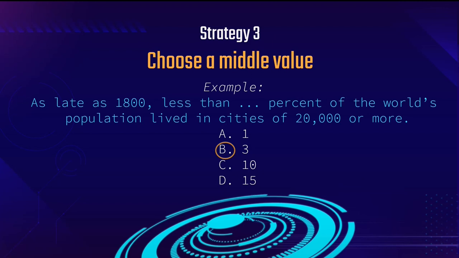Strategy 3. If there is a range of numbers or values, choose a middle value. For example, as late as 1800, less than what percent of the world's population lived in cities of 2,000 or more?